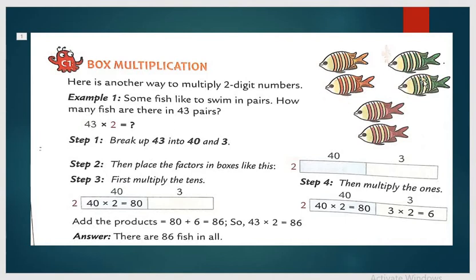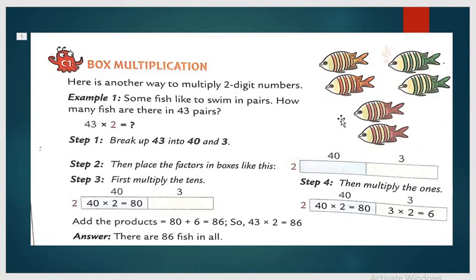Here we take the example of fish. Some fish like to swim in pairs. We don't know how many fish. See, these two green fish swim in a pair, this red pair of fish, and this orange pair of fish. Understood? So how many fish are there in 43 pairs? There are 43 pairs. One pair means how many? Two persons or two things.